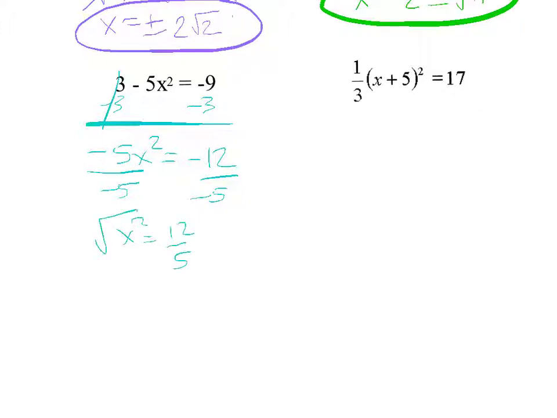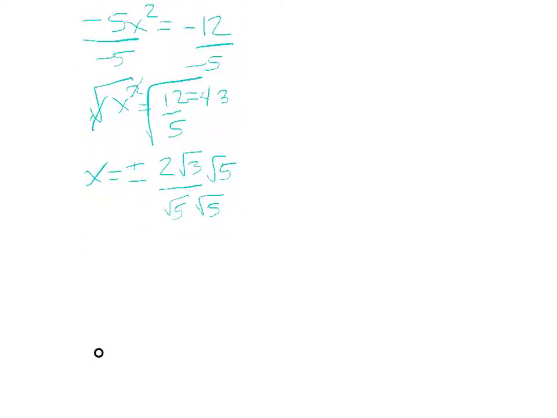I square root both sides so that my square root and my squared cancel, and I get x equals plus or minus. See on top, that 12 is 4 times 3. The square root of 4 is 2. I'm left with the square root of 3. And I still have a square root of 5 on bottom. And so now I need to get rid of the square root of 5, so I multiply by square root of 5, top and bottom. Oh, this is getting messy, isn't it? So, let's see here.